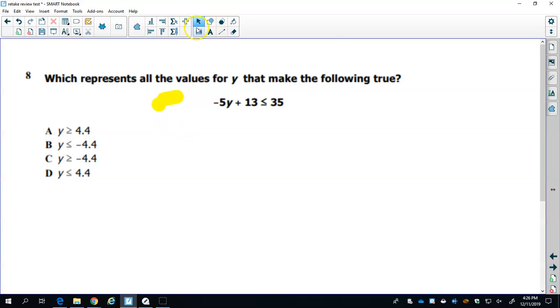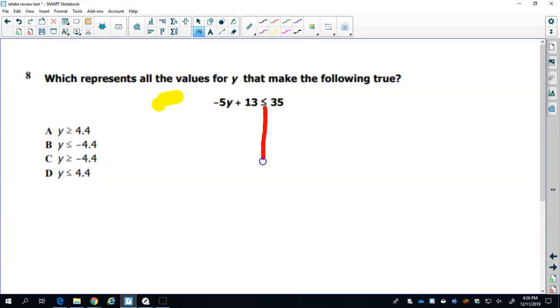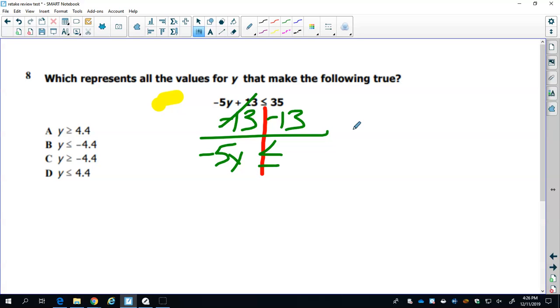All right, we solve inequalities very similarly as equations. Put my line down there. And I'm going to undo the addition by subtracting 13. So the first step is to subtract 13 from both sides. And I have negative 5y left. And it's not equal to, it's less than or equal to. And then 35 minus 13 is 22.